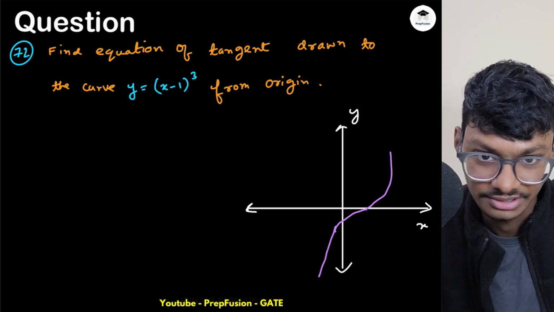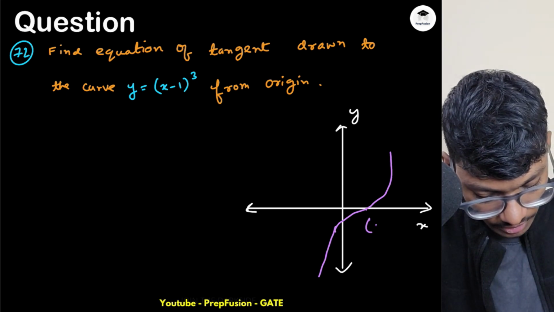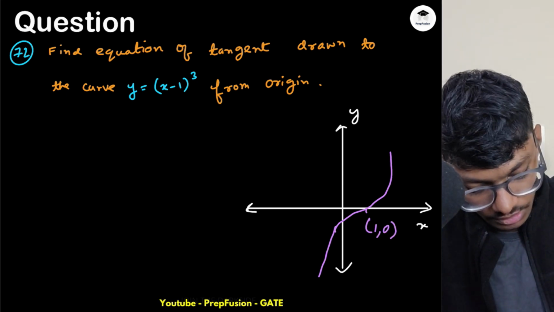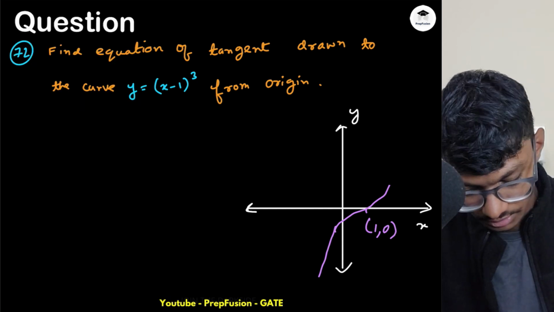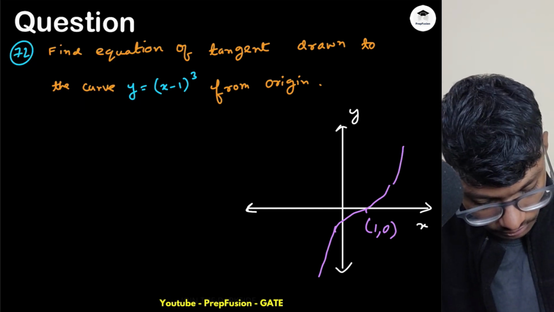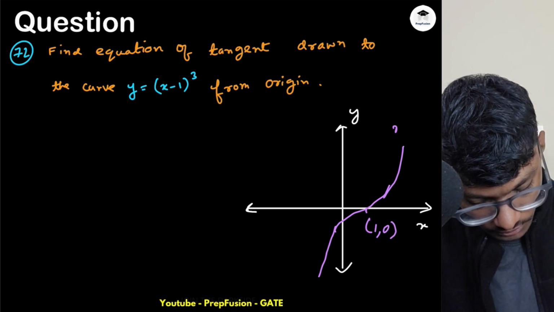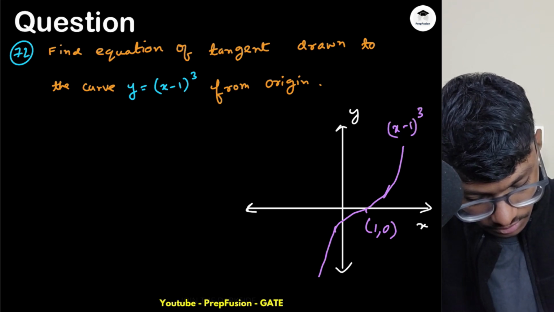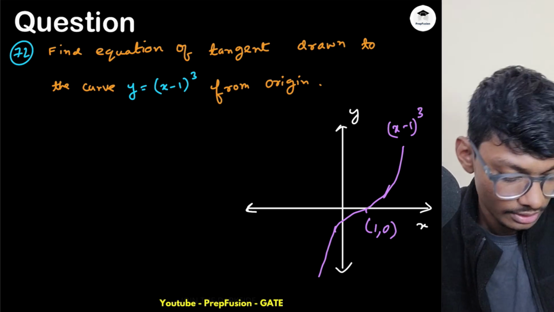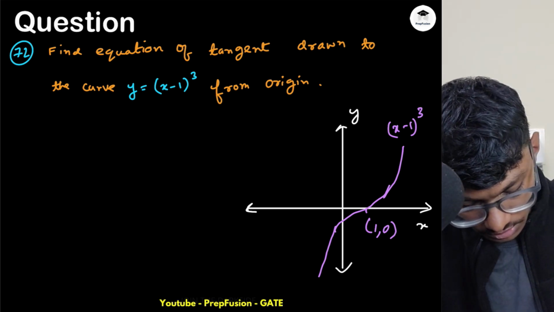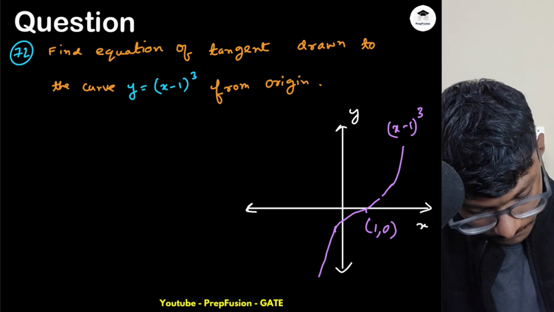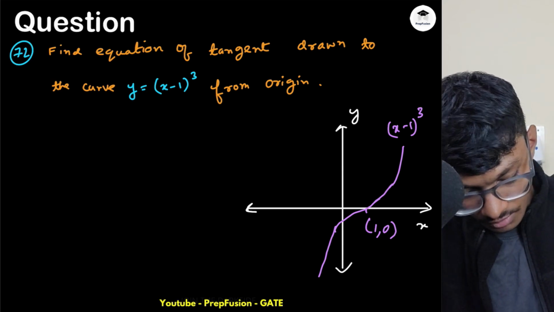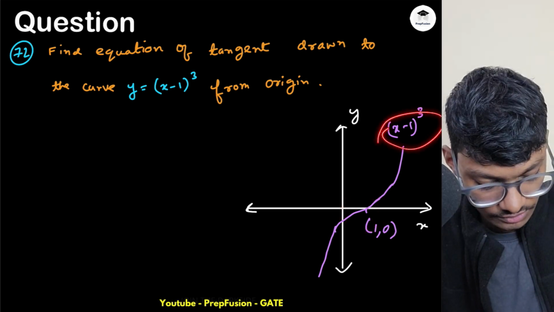So this is just a rough diagram. This point is 1 comma 0. Let me draw this better. This will be x minus 1 whole cube. So this point is 1 comma 0, this is x minus 1 whole cube.